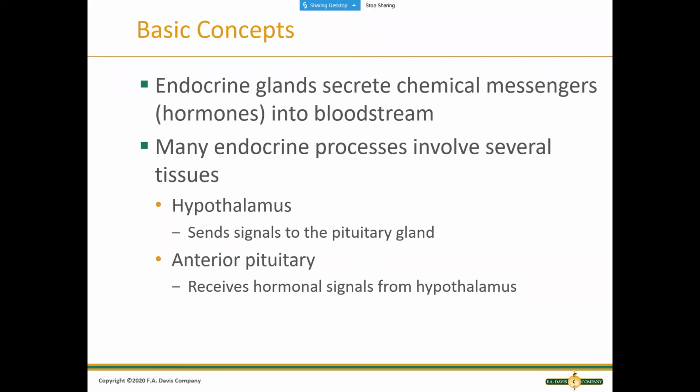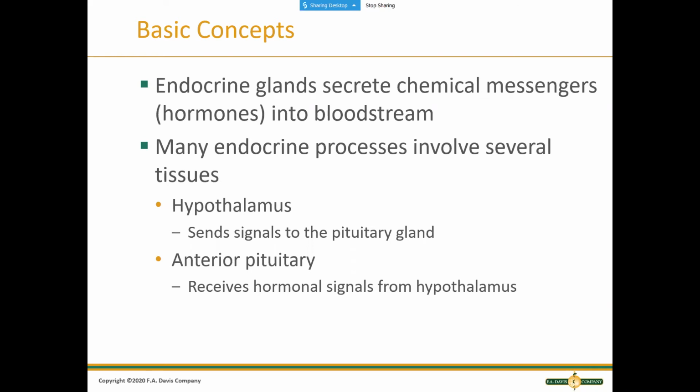We call chemicals a hormone if we know a lot about it. If we know where it's secreted from, and we know where it goes, and then we have a pretty good idea of what it does, we will call it a hormone.